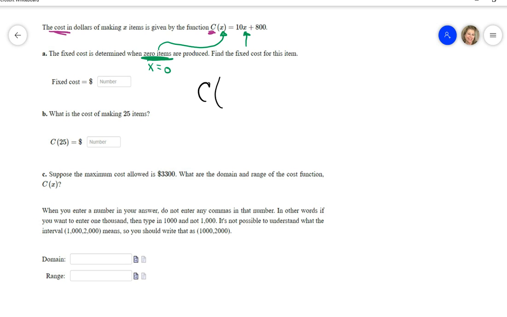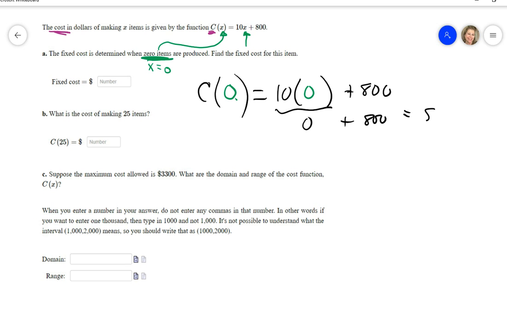So you'd be writing C of 0. C of 0 is going to equal 10 times the 0 plus 800. And of course, 10 times 0, well, that's just 0. And 0 plus 800, last time I checked, that would be 800. So that's the one I'm going to type right in here. So that's part A. Easy peasy.